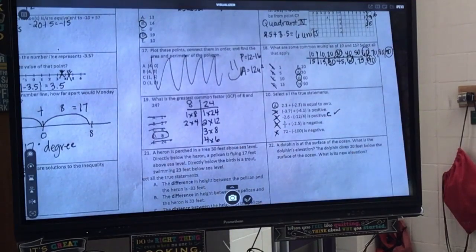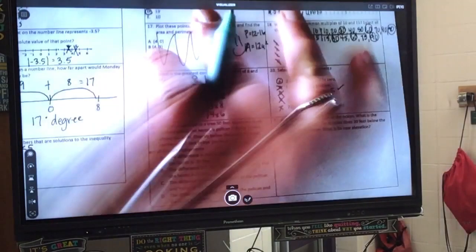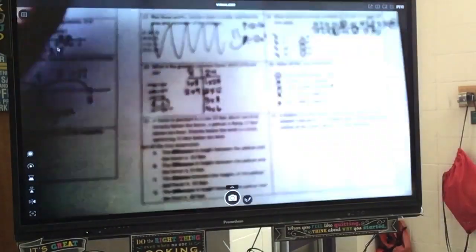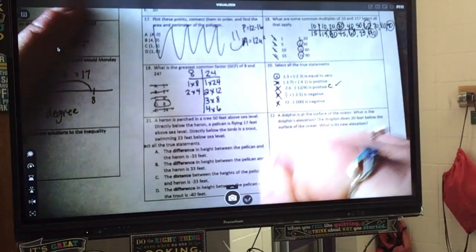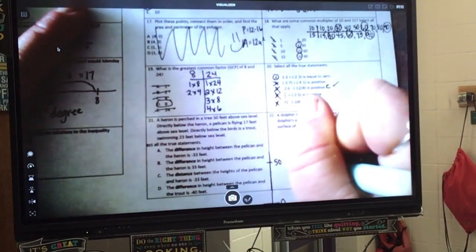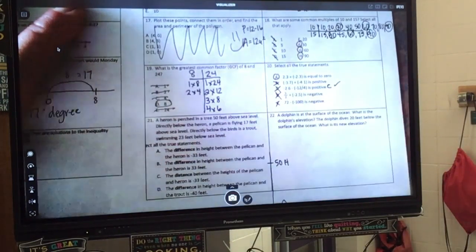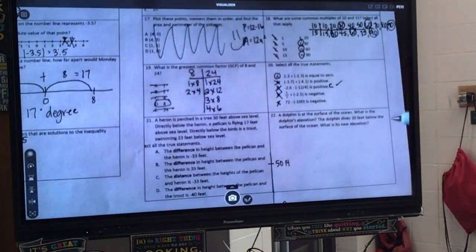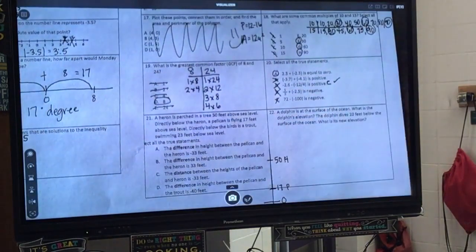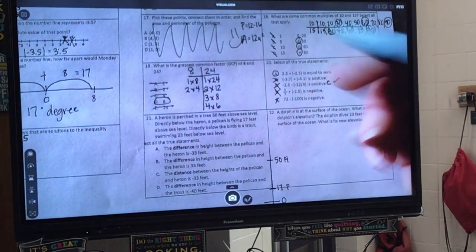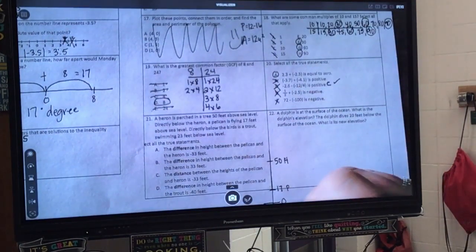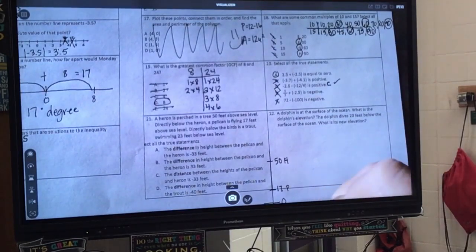All right, we have 4 more. Alright, so a heron is perched on a tree, so I'm gonna draw my number line. This is 0. 50 feet above sea level, directly below the heron, a pelican is flying 17 feet above sea level, and directly below the birds is a trout swimming 23 feet below sea level.